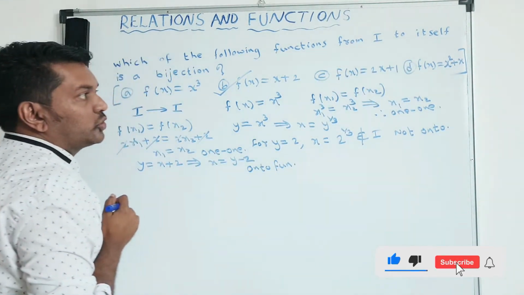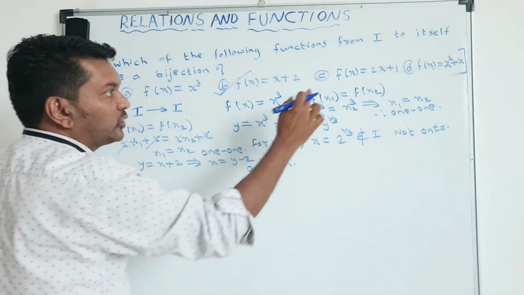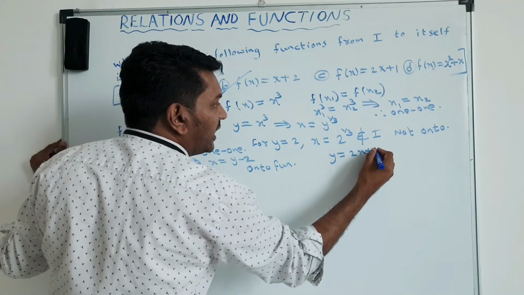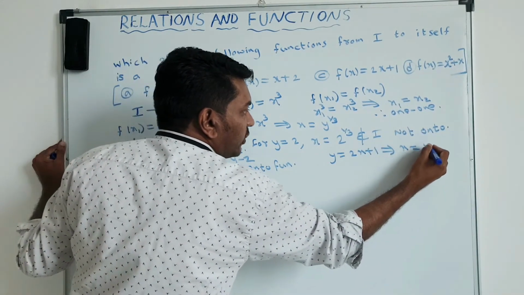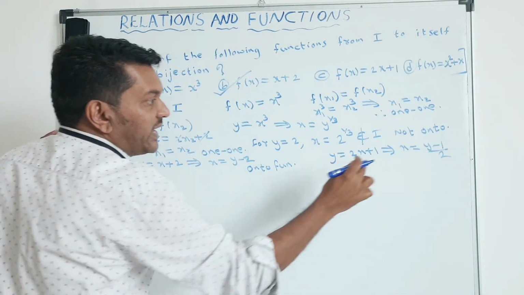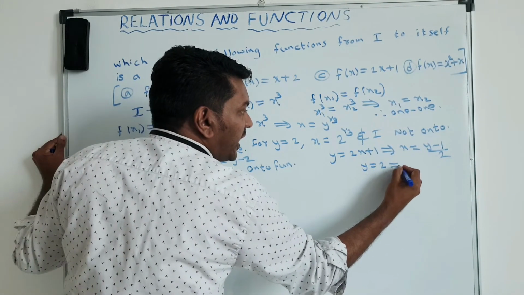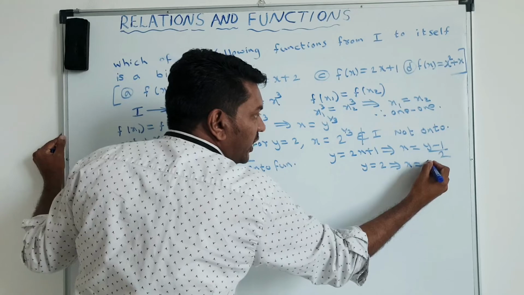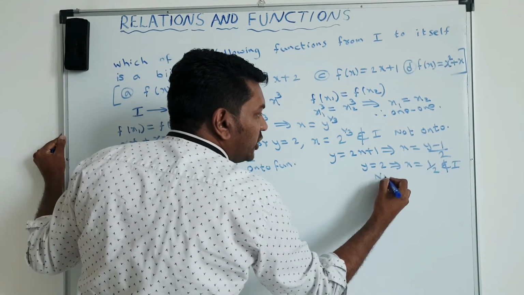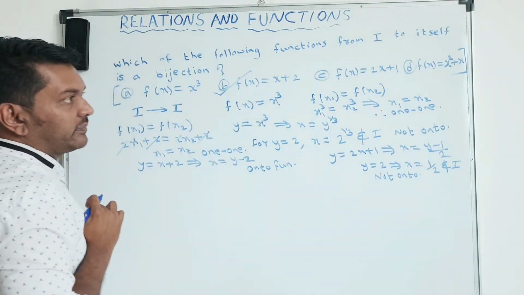2x1 plus 1 equal to 2x2 plus 1. You will get x1 equal to x2 from that. It is 1 to 1. But for onto, y equals 2x plus 1, which will give you x equals y minus 1 by 2. If I put y equal to 2, x will be what? 2 minus 1 by 2, 1 by 2. This is not belonging to integer. So it is not onto, hence it is not a bijective mapping.